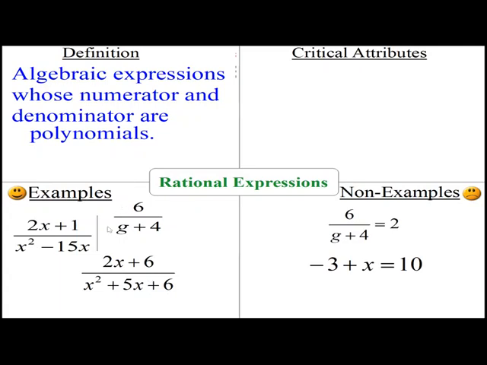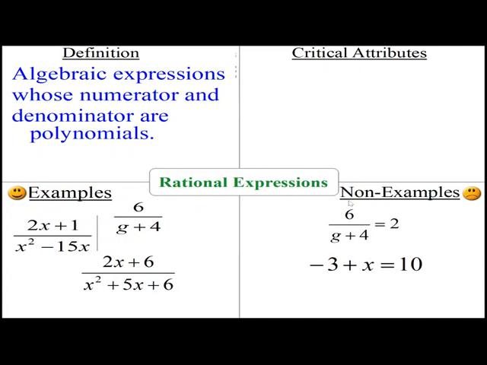Now, what's the other term? Algebraic expression. So basically it's an expression that has a variable. Now, the first example that I gave you, the 6 doesn't have a variable, but for the purpose of just showing you the different looks, I included that one in there. Okay, look at the non-examples.